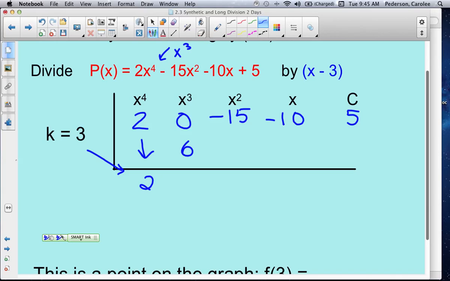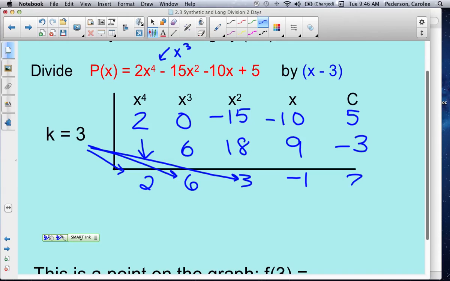Now remember, we always add the columns. So 0 plus 6 is 6. Now we multiply. 3 times 6 is 18. Then we add the column. Negative 15 plus 18 is 3. Then we multiply. 3 times 3 is 9. Add the column. Negative 10 plus 9 is negative 1. Then we multiply. 3 times negative 1 is negative 3. Then add the column.